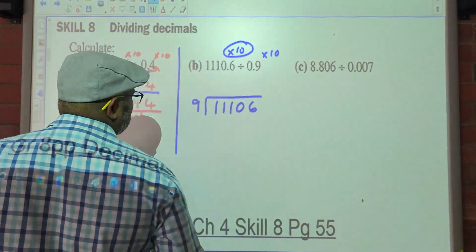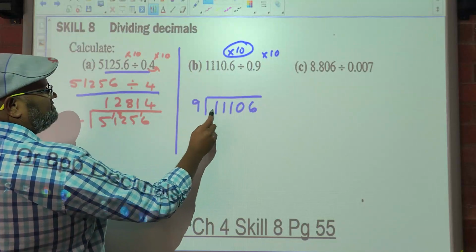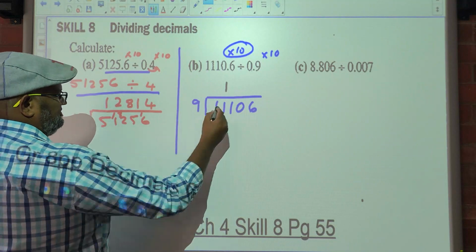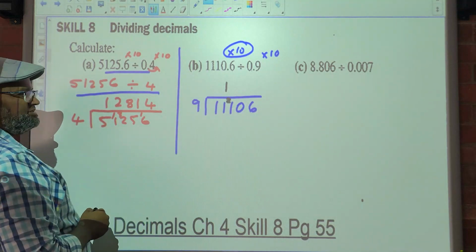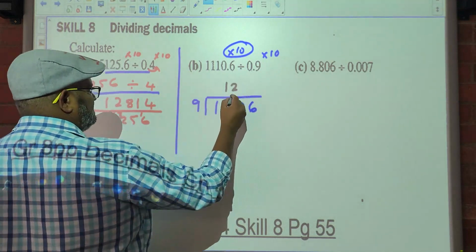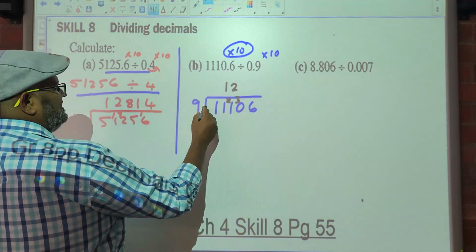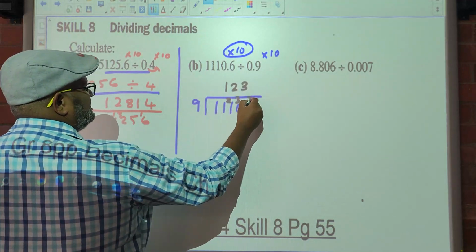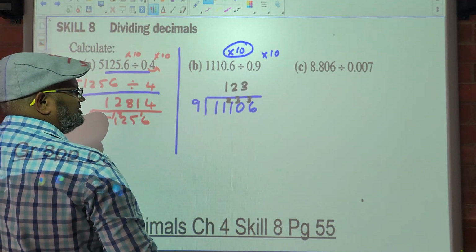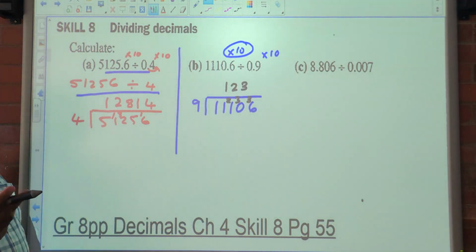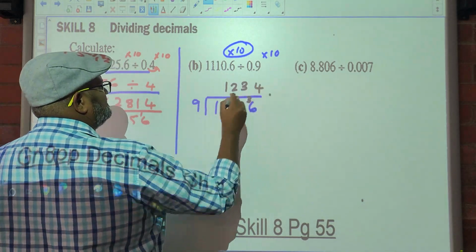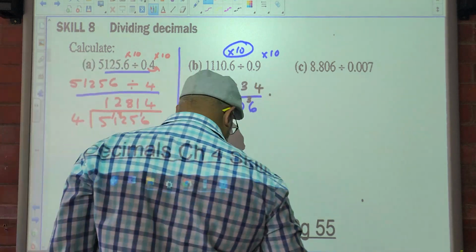Right, now 9 goes into 11 how many times? Once. The remainder? 2. 9 goes into 21 how many times? 18 is twice. Remainder? 3. 9 goes into 30 how many times? 3. Remainder? 9 into 27, so it's 3 times. Remainder 3. 9 going into 36? 4 times. So the answer is 1, 2, 3, 4.